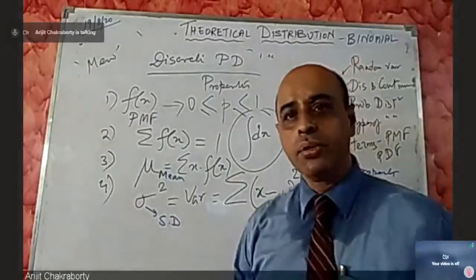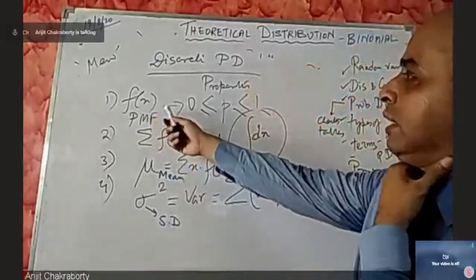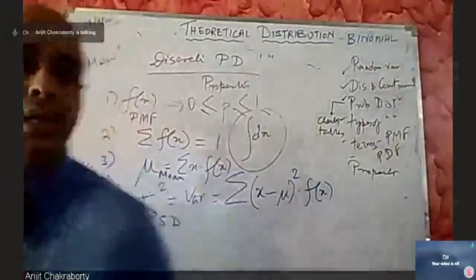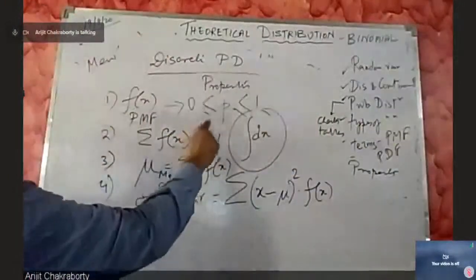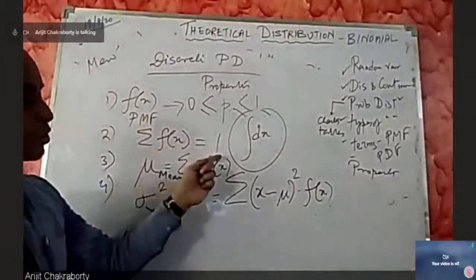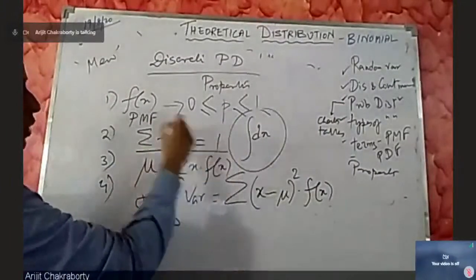I think it is now clear to you. The first one says that the probability will always be more than 0 and less than 1. So P is more than 0 and less than 1. The second says that the summation of all the probabilities will be equal to 1. So sigma f(x) is 1.